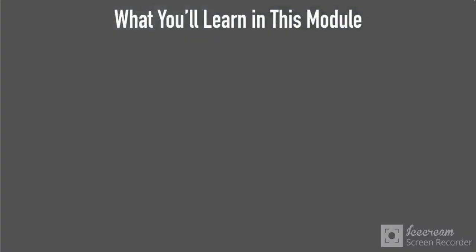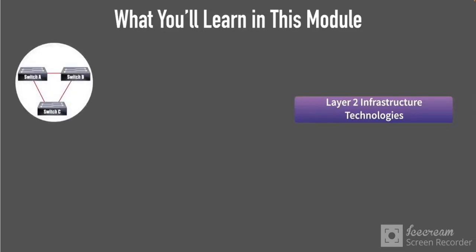In this module, we'll consider infrastructure technologies beginning down at Layer 2. And at Layer 2, that's where we have things like trunks and EtherChannel and Spanning Tree Protocol.